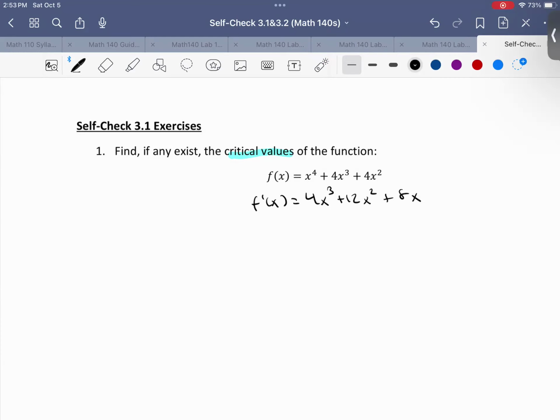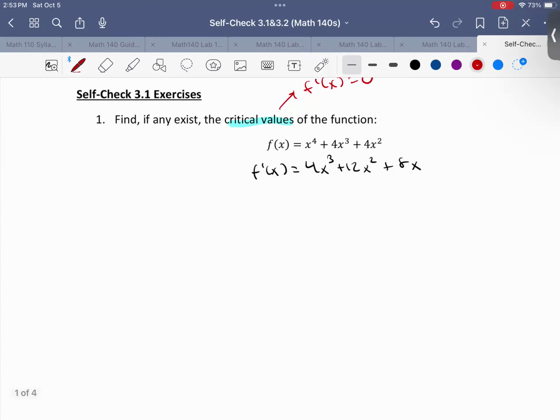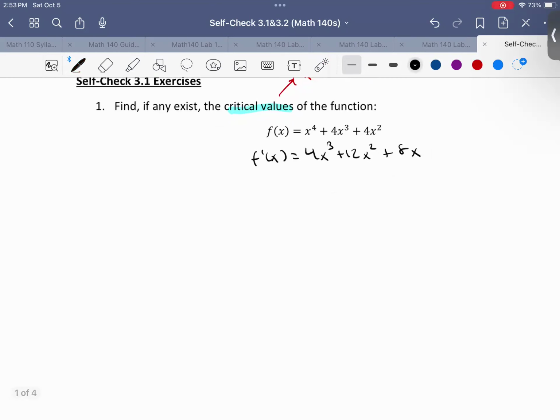Okay, so we find the first derivative, and then critical values, recall, are the x values that make your first derivative equal to zero. So what I need to do then is set this equal to zero. I'll say set f prime of x equal to zero, and what we would have is 4x cubed plus 12x squared plus 8x equals 0.